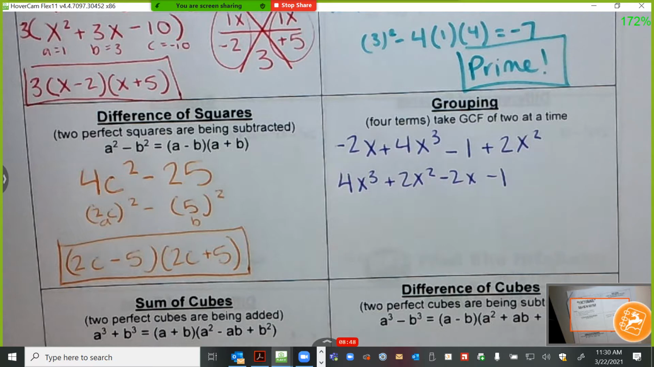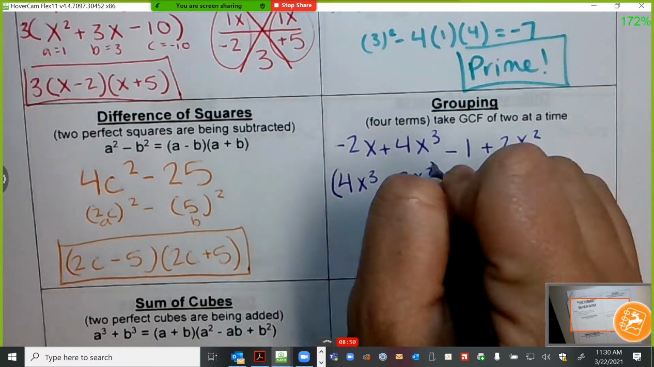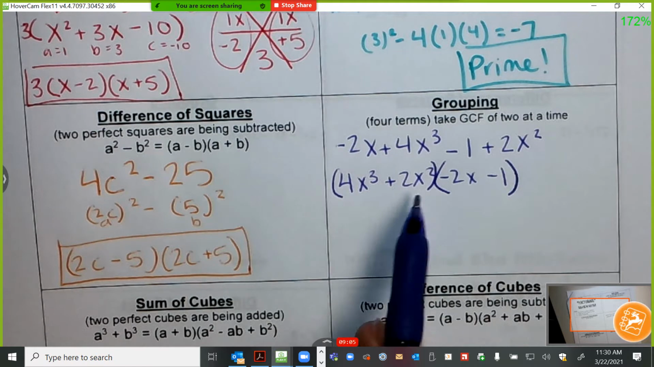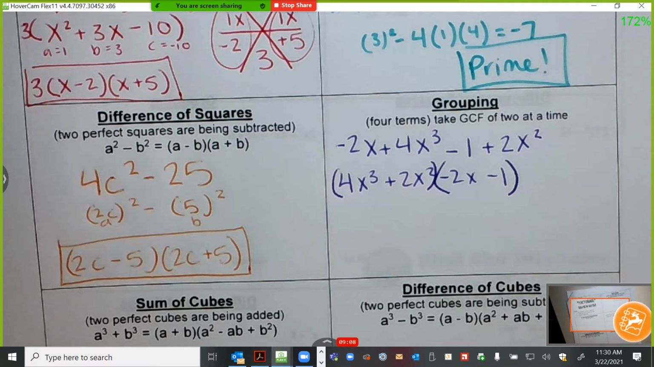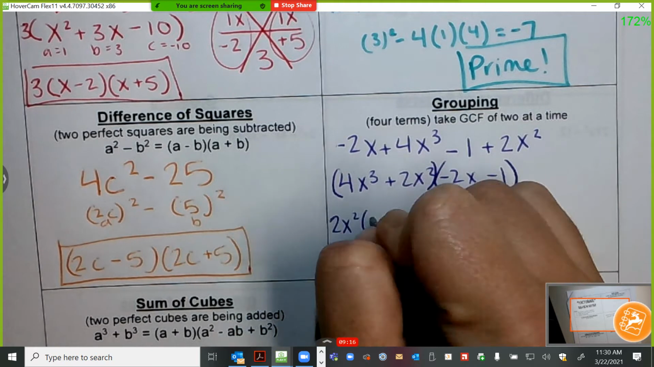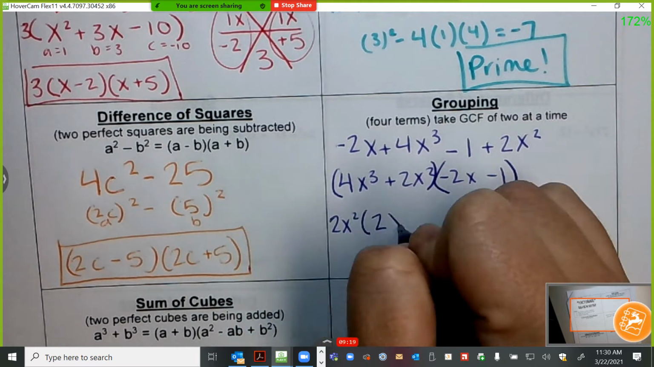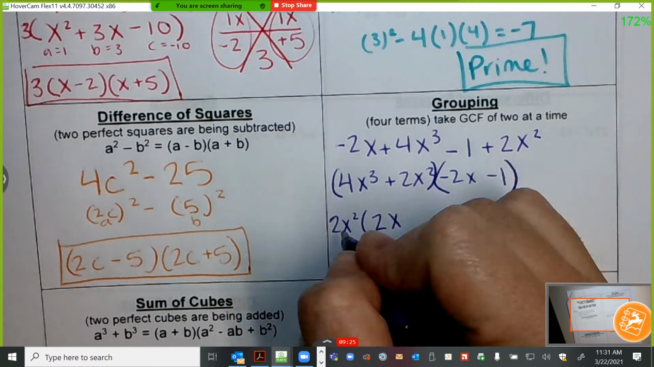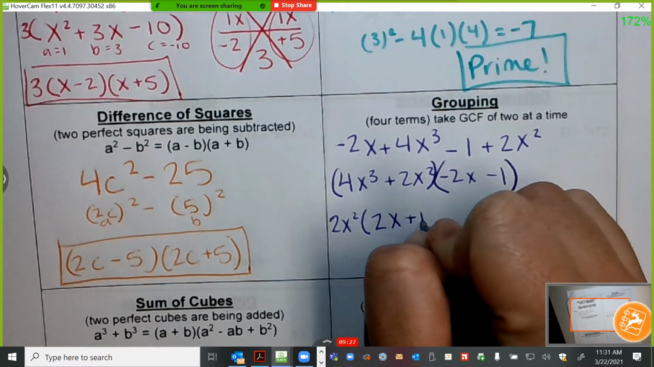If you remember in grouping, that's when we cut it in half and we put 2 terms in parentheses and the other 2 terms in a set of parentheses. We make 2 groups. Okay, what's your GCF here in the first group? 2x squared. So we're going to take out a 2x squared. 4 divided by 2 is 2. X cubed divided by x squared is just 1x left. And then 2x squared divided by 2x squared, well, anything divided by itself is 1.